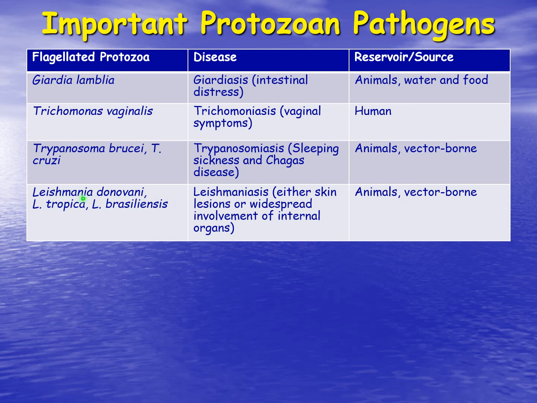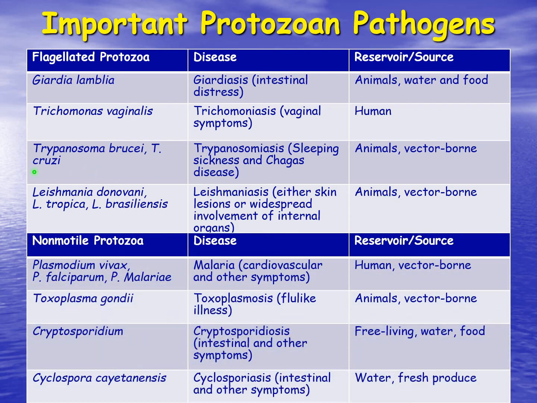And then Leishmania, and there are several species: donovani, tropica, and braziliensis. These cause leishmaniasis, and this is actually skin lesions, or can become more widespread and cause systemic disease in internal organs. This also is insect vector-borne and primarily comes from animals.